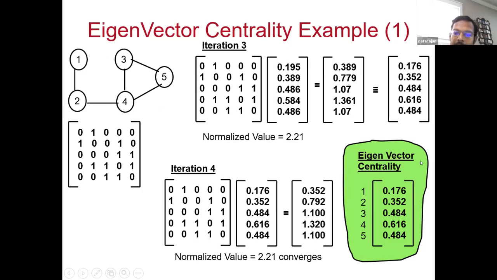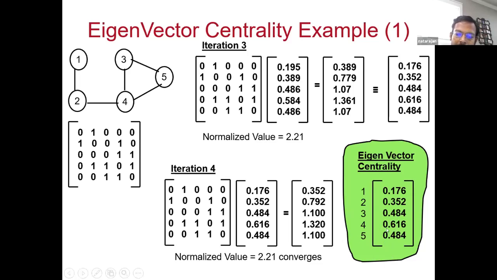And as I said, the eigenvector centrality of the vertices corresponds to the entries in the principal eigenvector. So this entry 0.176 corresponds to node 1, and 0.352 corresponds to node 2, and so on.